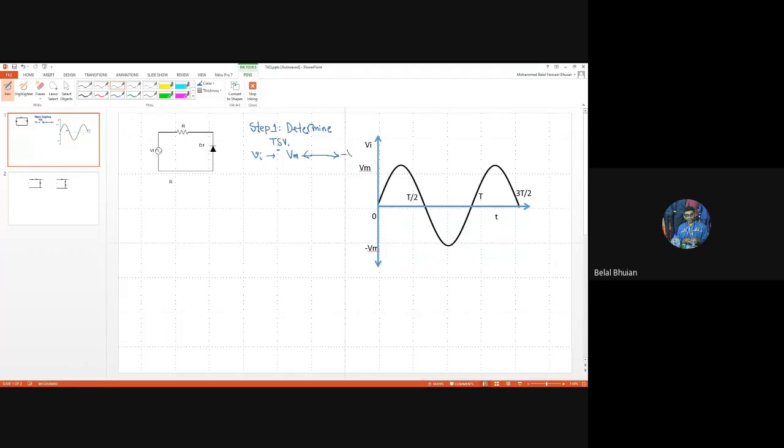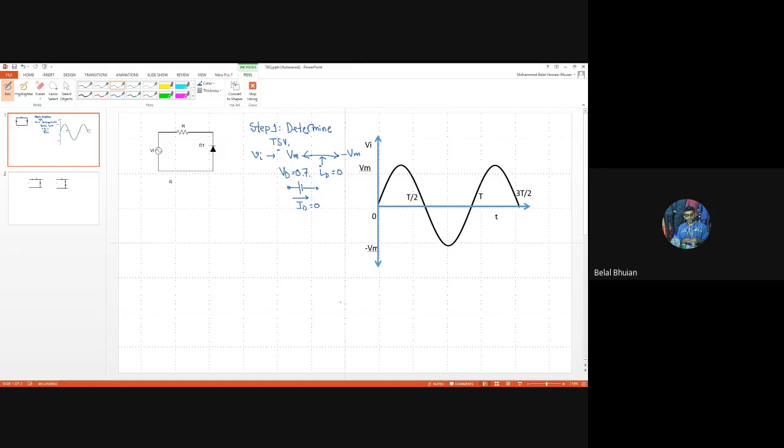to minus Vm. In this fluctuation from Vm to minus Vm, at which value of Vi do we find a situation where the voltage across the diode is equal to 0.7, but the current through the diode is 0? So like this, you can replace the diode with a DC voltage source, but the current through the diode is 0. That we already learned about transition state voltage. So our first step would be to determine the transition state voltage.